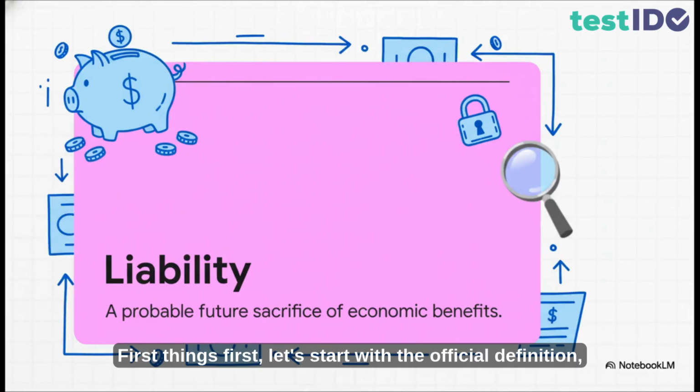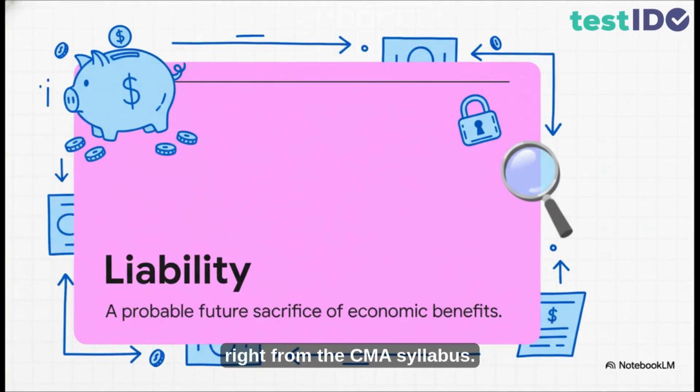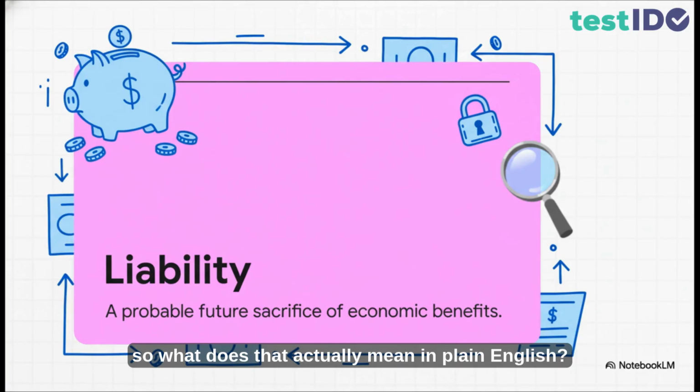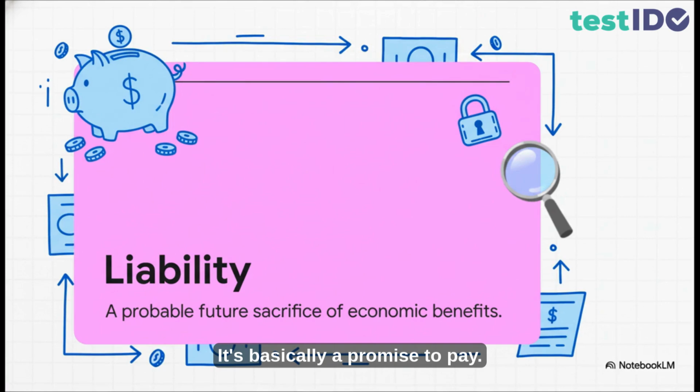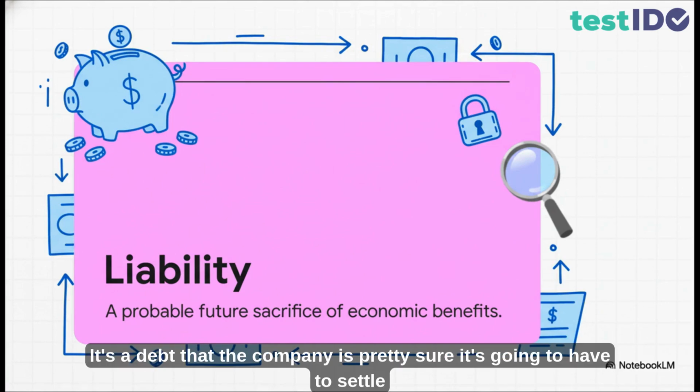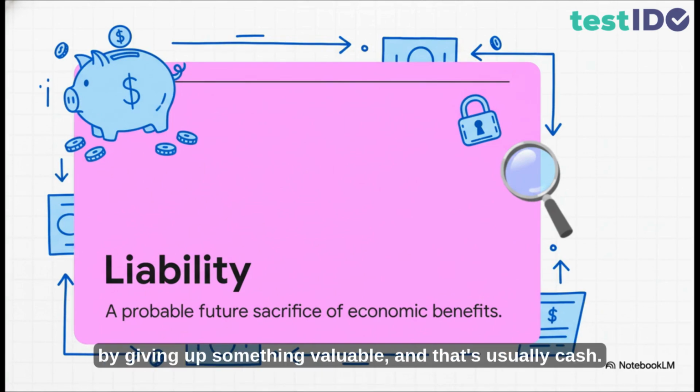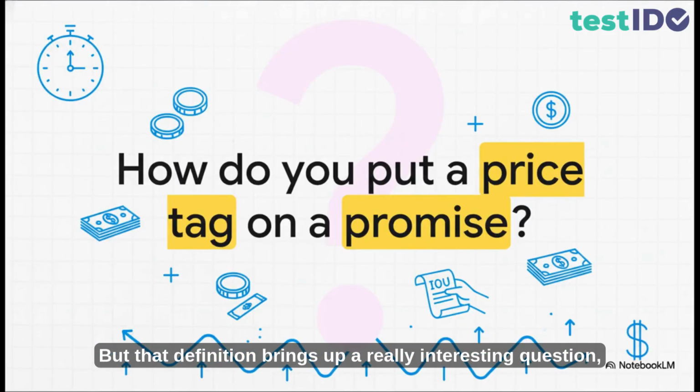First things first, let's start with the official definition, right from the CMA syllabus. A liability is a probable future sacrifice of economic benefits. Okay, so what does that actually mean in plain English? It's basically a promise to pay. It's a debt that the company is pretty sure it's going to have to settle by giving up something valuable, and that's usually cash.